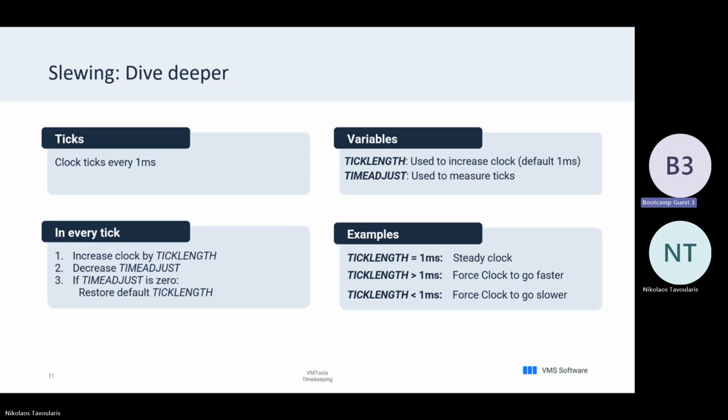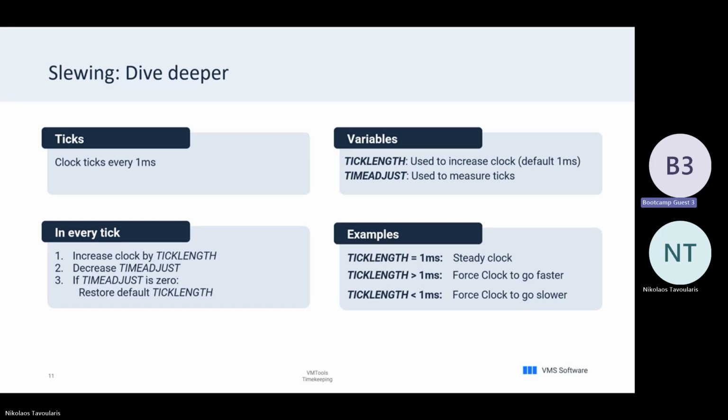Now we can make our clock go faster. We can increase the tick length to add something more in this millisecond. We can add some nanoseconds, and we will have a clock that is going fast. And we can even make our clock go slower by decreasing the tick length by a few nanoseconds.